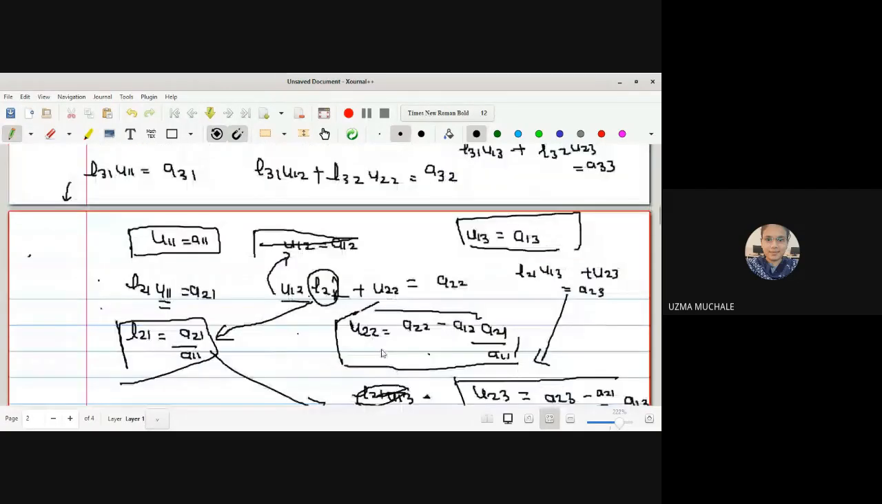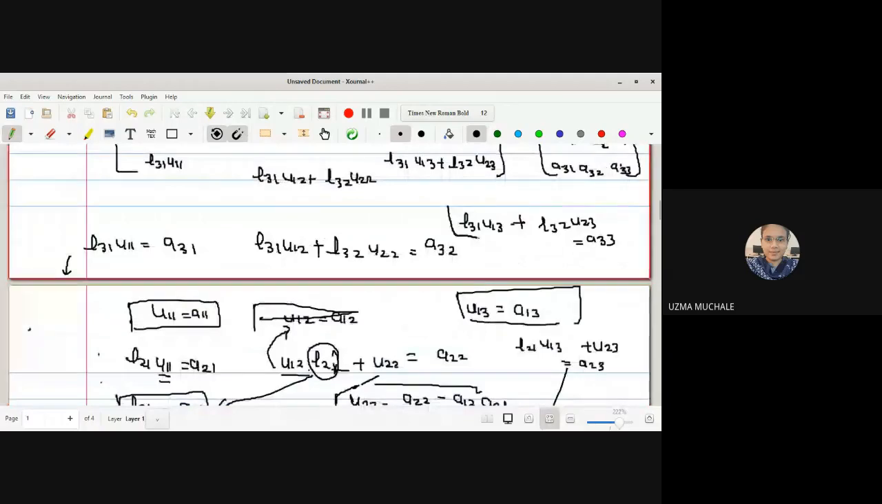Okay, let us solve the last equation. What is the last equation in which L31 is also known to you? U13 is A13, which is also known. Next is L32, which we have just found. So simply we have to find U23 from this equation. You know L31, U13, L32, so we simply have to find U23.